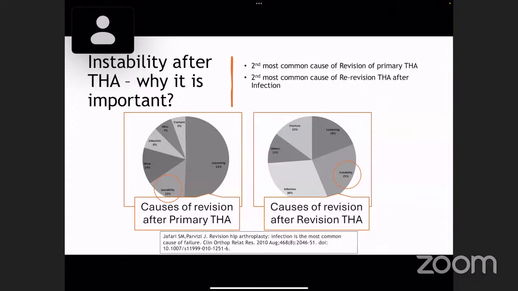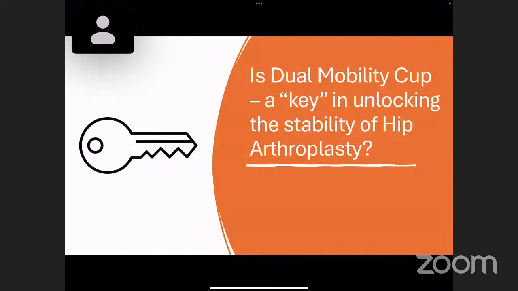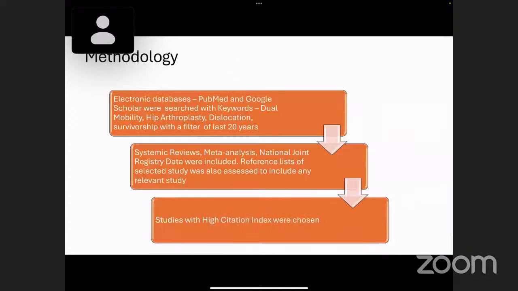Instability is the second most common cause of re-revision in revision hip arthroplasties. It accounts for 25% of revisions after a revision hip surgery. Is the dual mobility cup a key in unlocking the stability of the hip arthroplasty? We will look at the literature. Electronic databases such as PubMed and Google Scholar were searched with keywords dual mobility, hip arthroplasty, dislocation, with a filter of 20 years to include the studies. Systematic reviews, meta-analyses, and National Joint Registry data were included. Studies with high citation index were chosen.